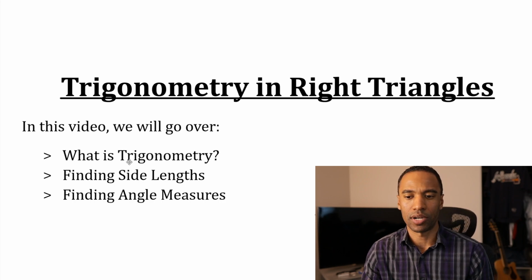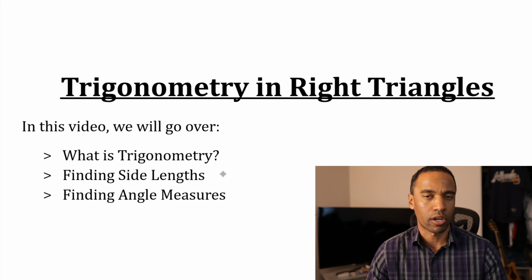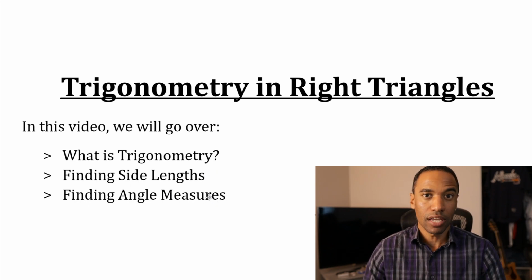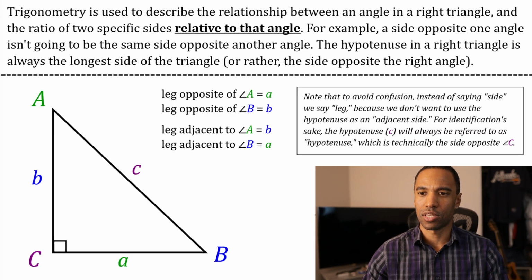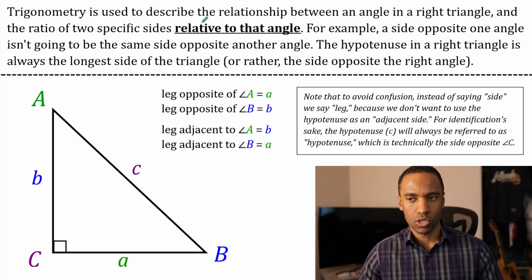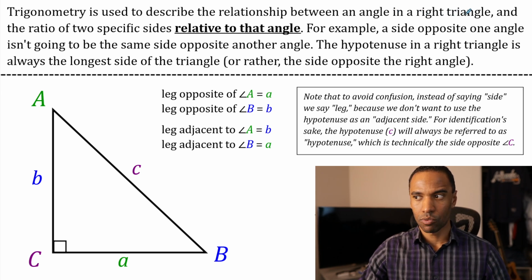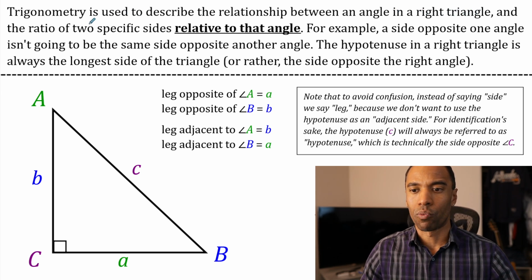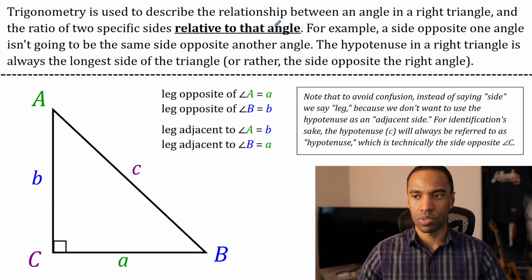So what is trigonometry? Then we're going to be finding side lengths. We're going to learn some what are called trig ratios, and then finding angle measures using what's called inverse trigonometry, inverse trig. So let's jump right into it, guys. Let's see, what is trigonometry? Well, trigonometry is used to describe the relationship between an angle in a right triangle and the ratio of 2 specific sides relative to that angle.